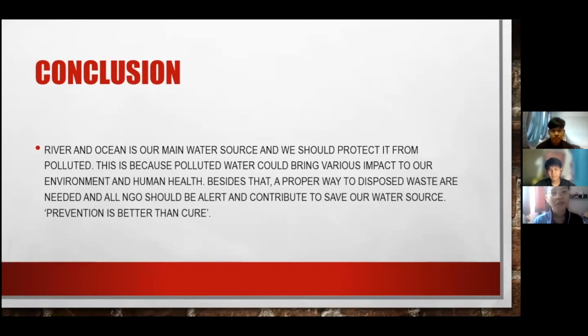For the conclusion, rivers and oceans are our main water source and we should protect them from pollution. This is because polluted water can bring various impacts to our environment and human health. Besides that, proper ways to dispose of waste are needed and all NGOs should be alert and contribute to save our water source. Prevention is better than cure.